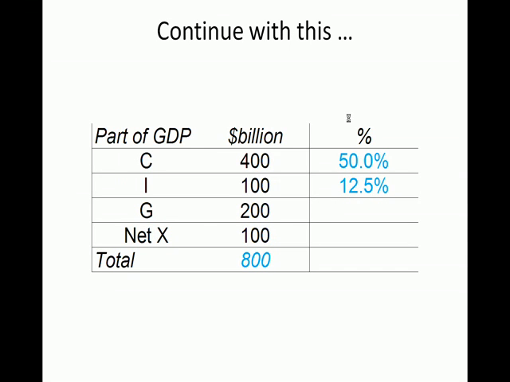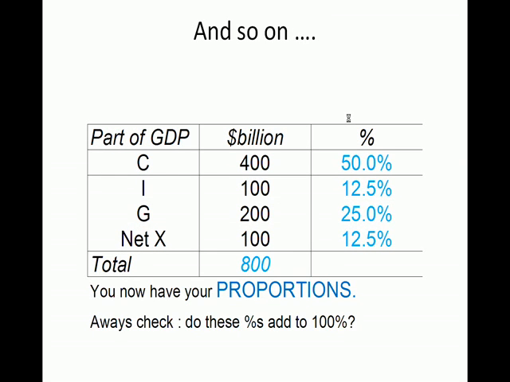Continuing, the next one, investment. 100 billion divided by 800 billion times 100 to make it a percent is 12.5%. Continuing with government spending. 200 billion divided by 800 billion times 100, 25%. Net exports, 100 divided by 800 times 100, 12.5%.